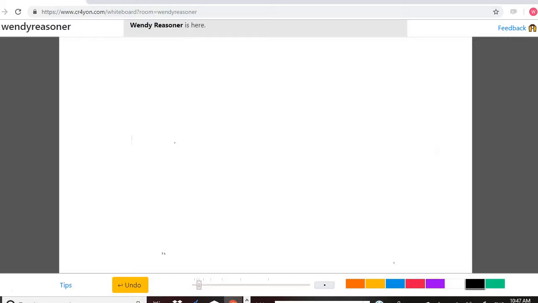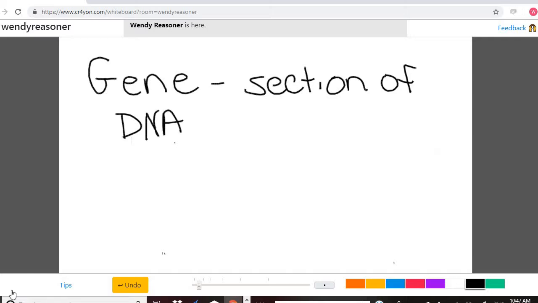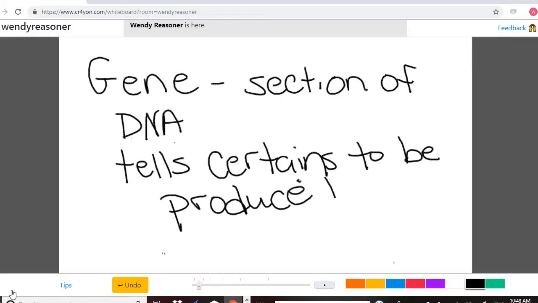So then if we get back to talking about DNA, you probably have heard the word gene. Well, a gene is just a section of DNA that tells a certain protein or proteins to be produced, and that therefore means that it causes a certain trait. So a gene is a section of DNA that tells certain proteins to be produced, and then those proteins will determine the trait that the organism would possess.